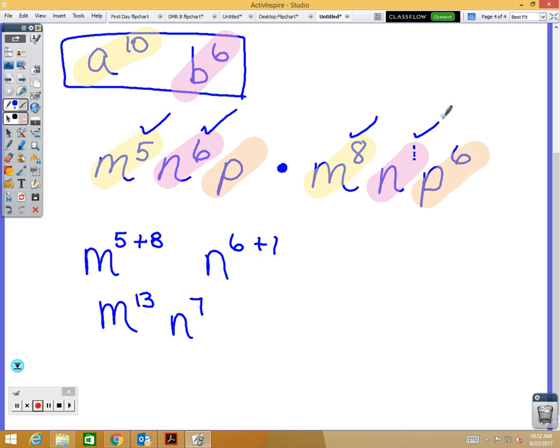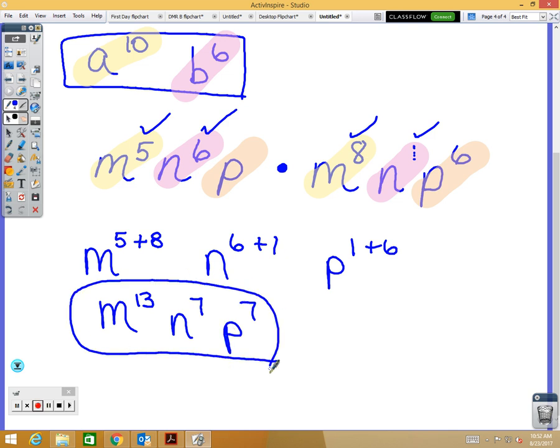And last, we have our p's. What exponent does this p have? A 1. So p, 1 plus 6, which is also 7. So the final answer is right here: m to the 13th times n to the 7th times p to the 7th.